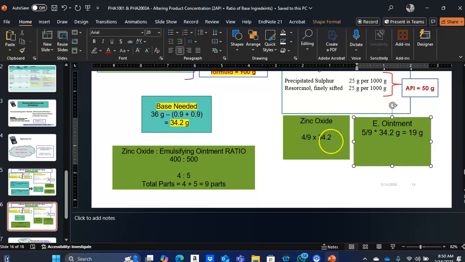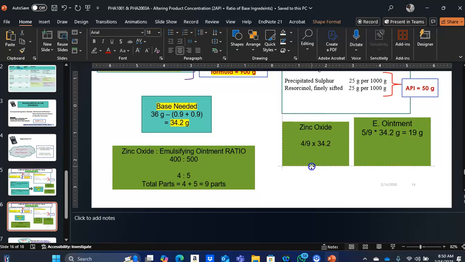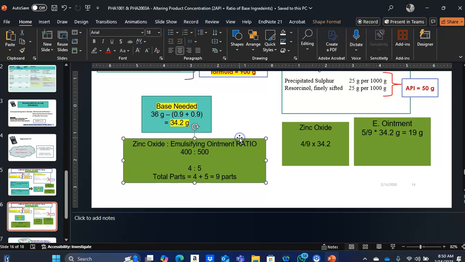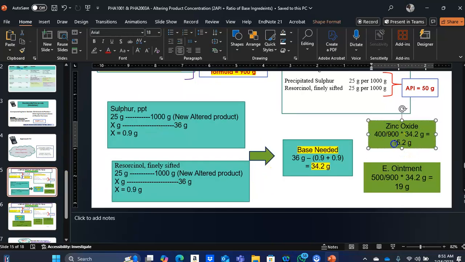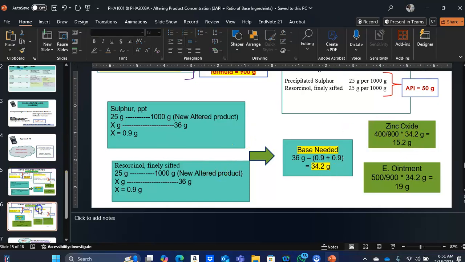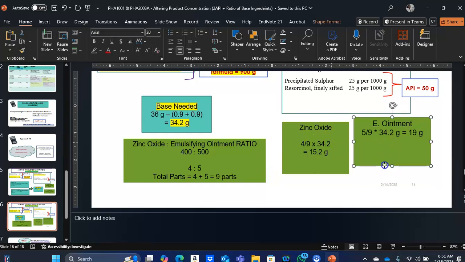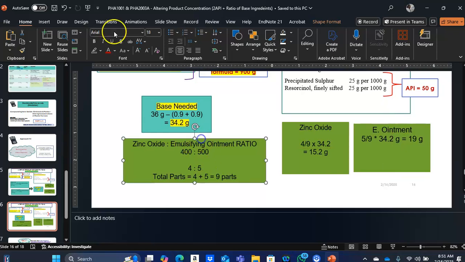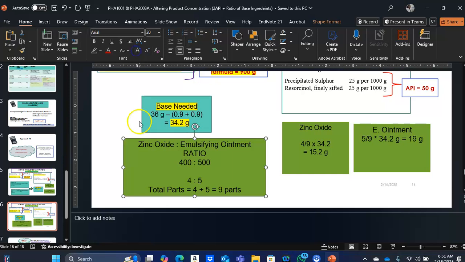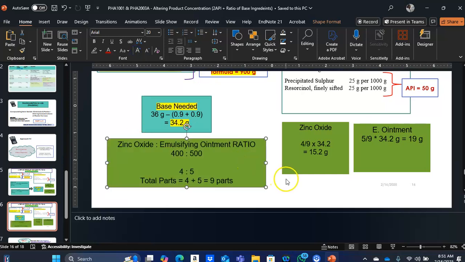So again, different students look at things in different ways. You can solve the remaining base using the ratio of the base ingredients, or you compare it to the master formulation that is given. And so the answer for the zinc oxide is 15. Let me come back here. Right here is 15.2 grams and 19 grams using the ratio of the ingredients to each other in the base formulation.